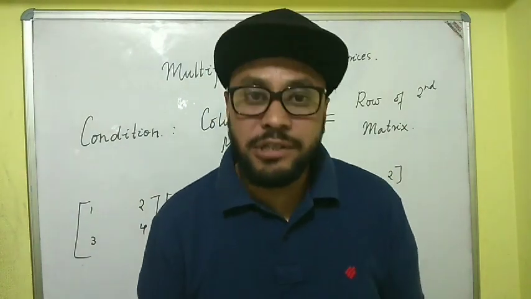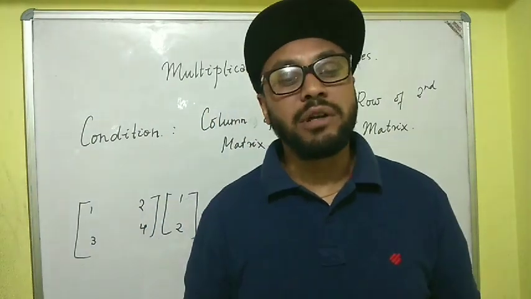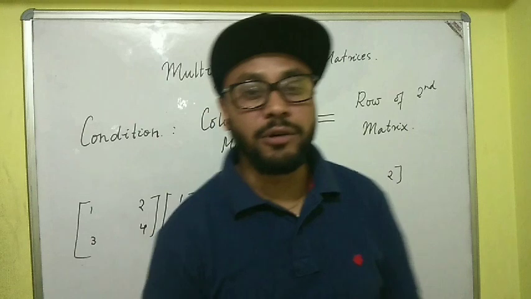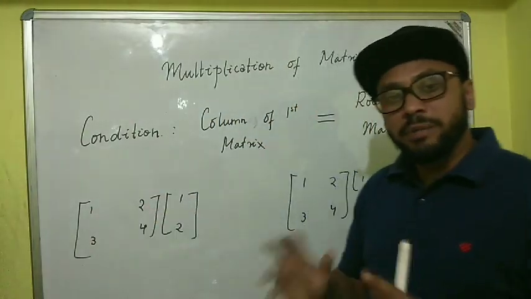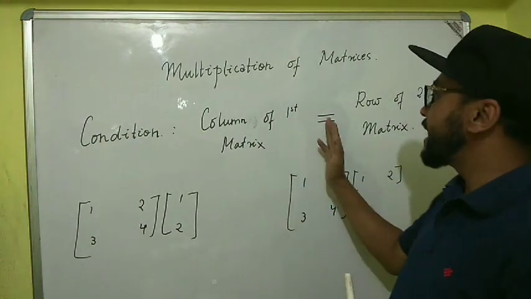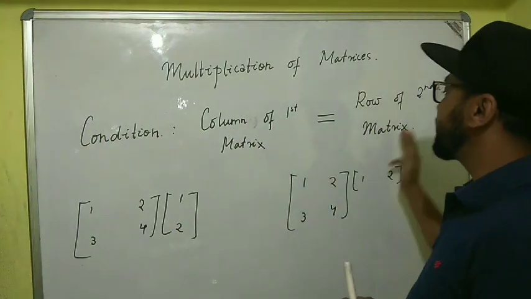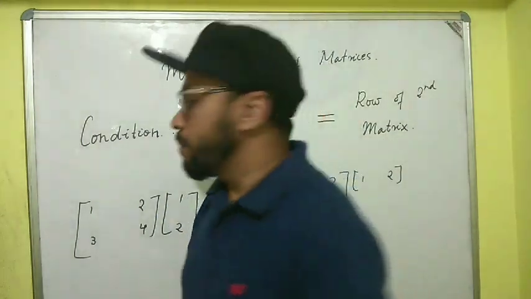So what are the conditions involved, or what are the steps, what are the rules? That is what we are going to discuss in today's lesson. Okay, so let's get started. Now, the condition for multiplication of the matrices is that the column of the first matrix has to be equal to the row of the second matrix. Confused? Okay, let me explain with an example.